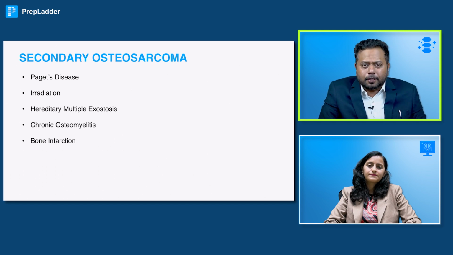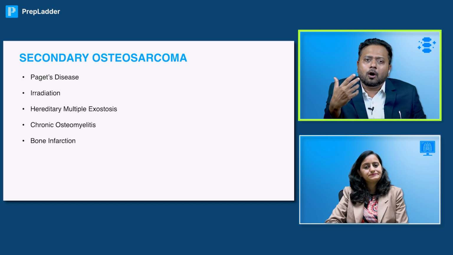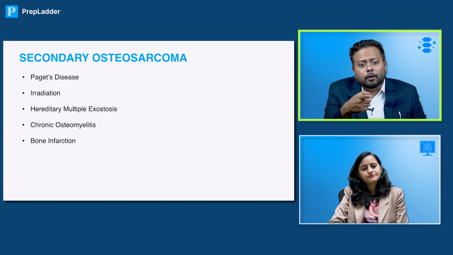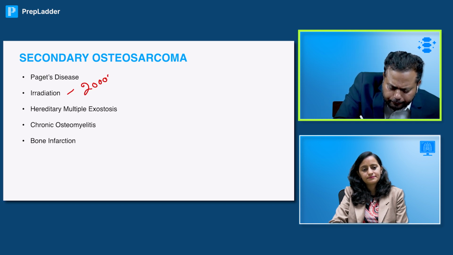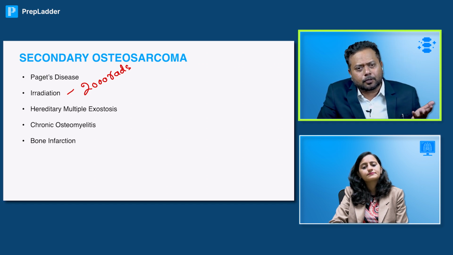And secondary osteogenic sarcoma. So far, what we have said is primary osteogenic sarcoma. Certain conditions can predispose to osteogenic sarcoma. A very important predisposing factor, dear friends, and a several-times-asked question: Paget's disease of bone, otherwise called osteitis deformans. That's a very important predisposing factor for secondary osteogenic sarcoma. Number 2, irradiation. When you give excessive radiation, more than 2,000 rads, it is a very important predisposing factor for osteogenic sarcoma. Hereditary multiple exostosis, otherwise called diaphyseal aclasis.